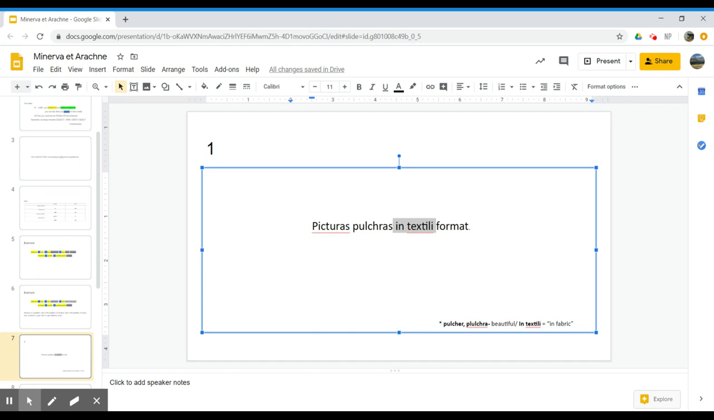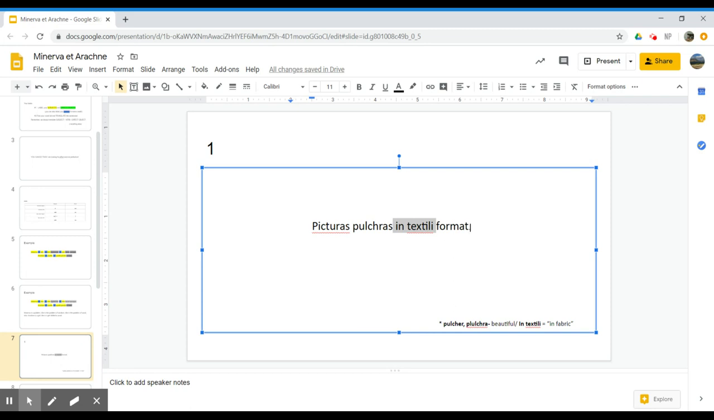Maybe think about it for a second. This word means makes or forms. So she makes picturas pulchras. Well, picturas is pretty easy. It's going to be pictures. Don't forget it's plural.